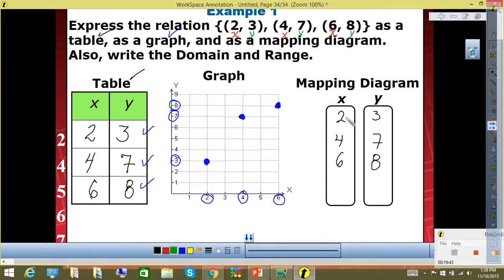Which one does the 2 match to? And you need to show it with an arrow. Where does the 4 match to? The 7, and the 6 matches to the 8. Now, what is the purpose of that? Let me show you the purpose.